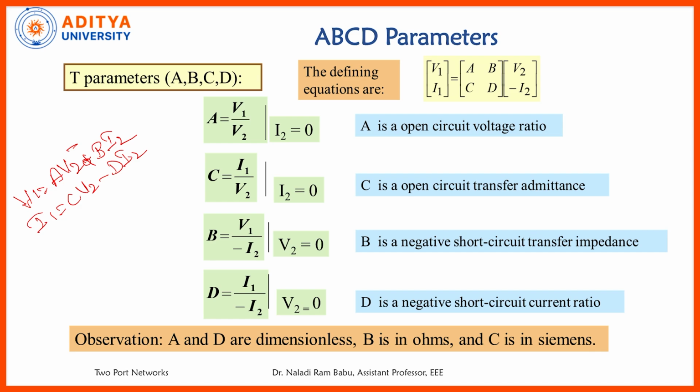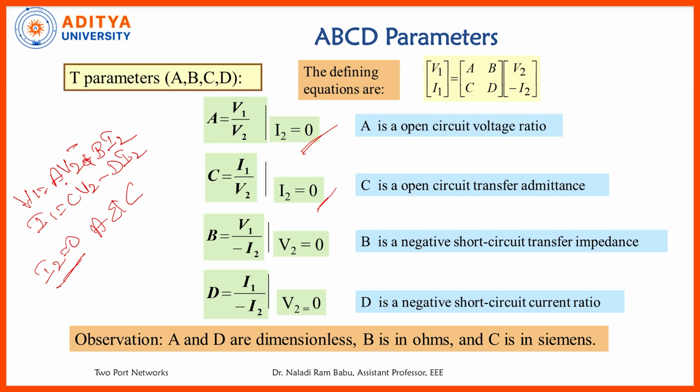In order to attain the equations of ABCD parameters, at first I am taking I2 equal to 0. If I assume I2 is equal to 0, we can get the values of A and C. A is equal to V1 by V2. That means the secondary side is open circuited. In a similar case, C will be I1 by V2.